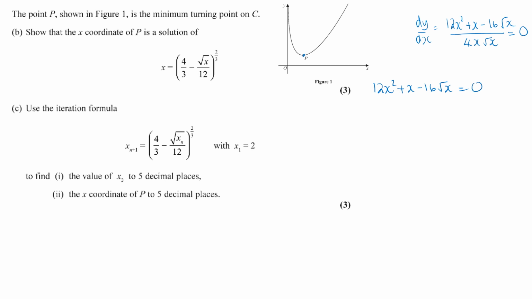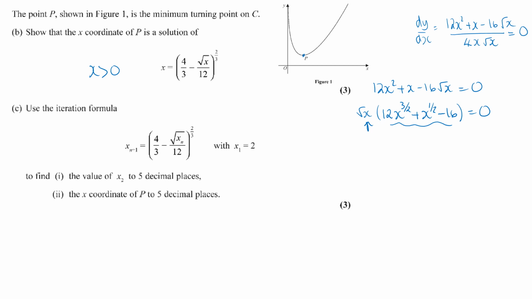Now what I can do is take root x out, and I'll have 12x to the 3 over 2 plus x to the half minus 16 is equal to 0. Now, as two factors, either the root x on the front is going to be 0. Well, at the beginning of the question, we're told that x has to be bigger than 0. So this is not going to give us a solution for our minimum point. It's going to have to be when this bracket equals 0.